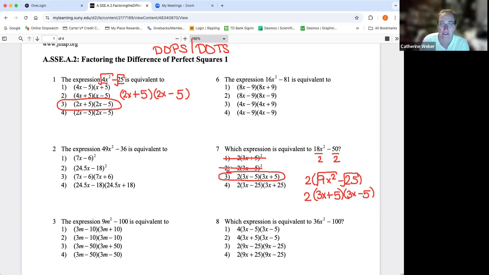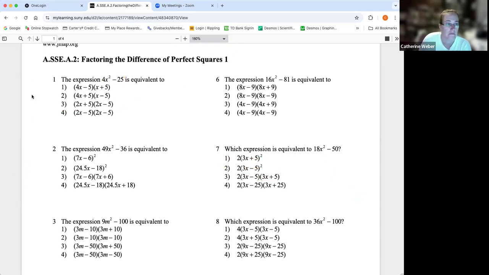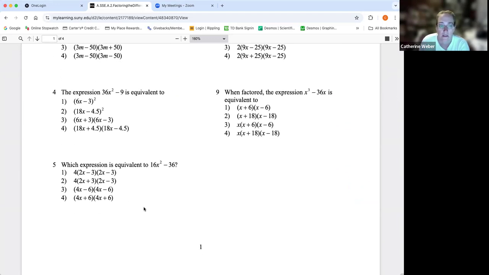These all kind of fall the same way. Something like number 9, you're going to have to remove the x first. And then you can factor like we were just doing. And we get choice 3. So we're going to always look for that greatest common factor first.